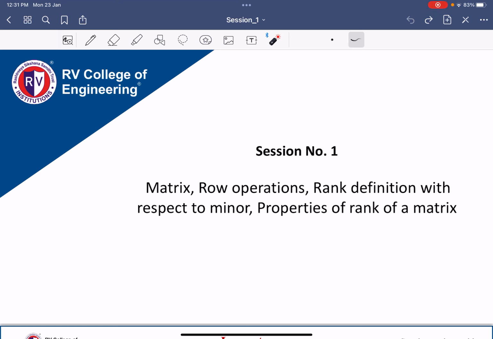In this session, we shall discuss matrices, row operations or transformations of a matrix, rank definition with respect to minor, and properties of rank of a matrix.